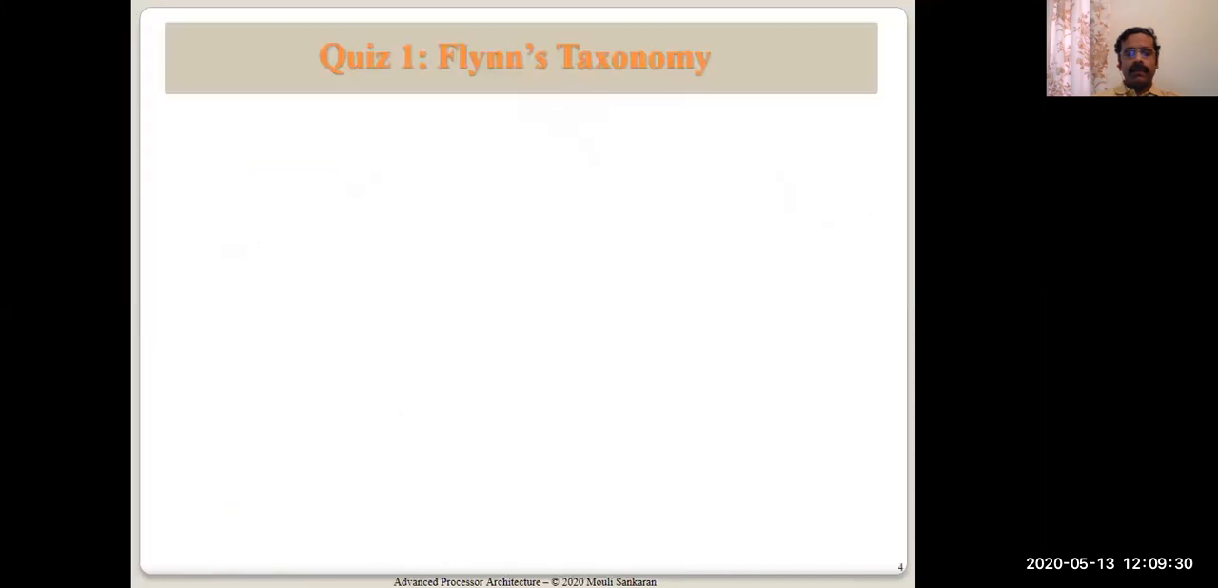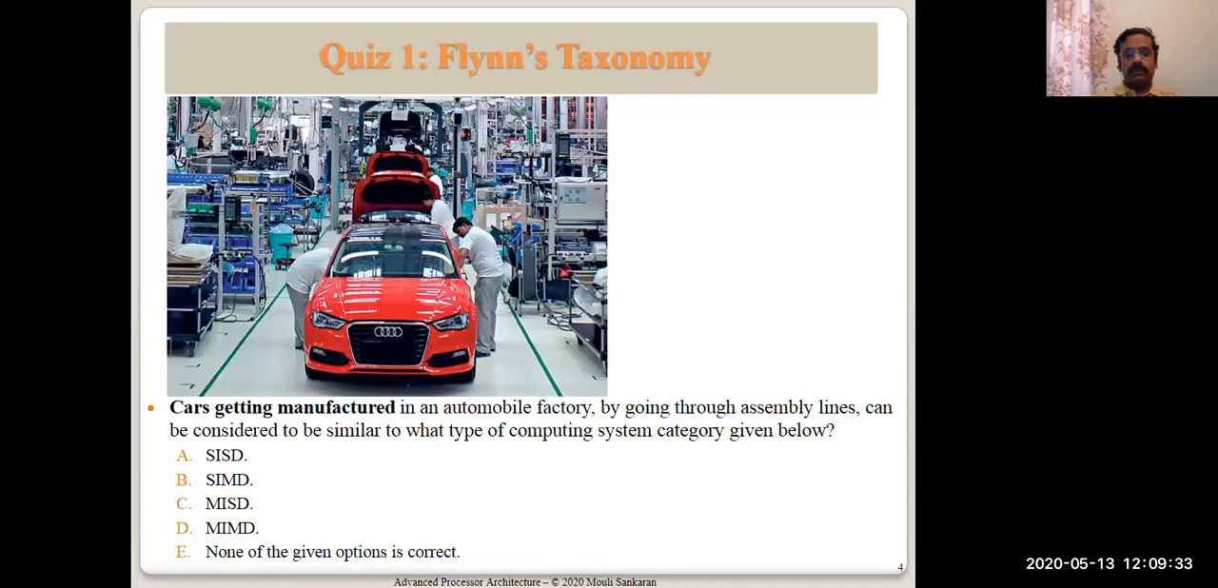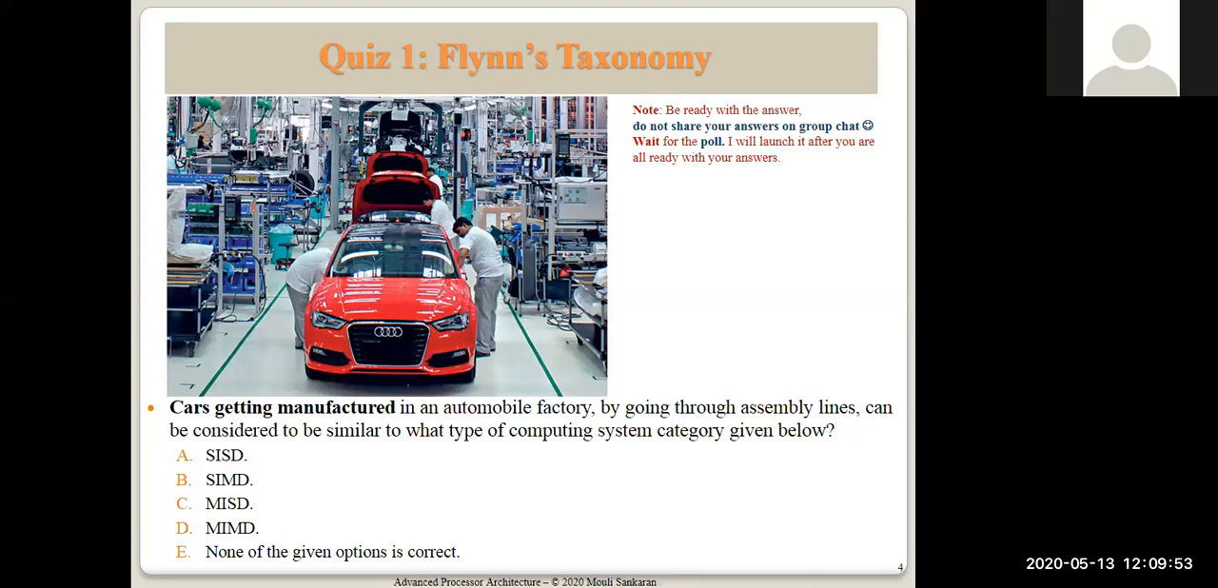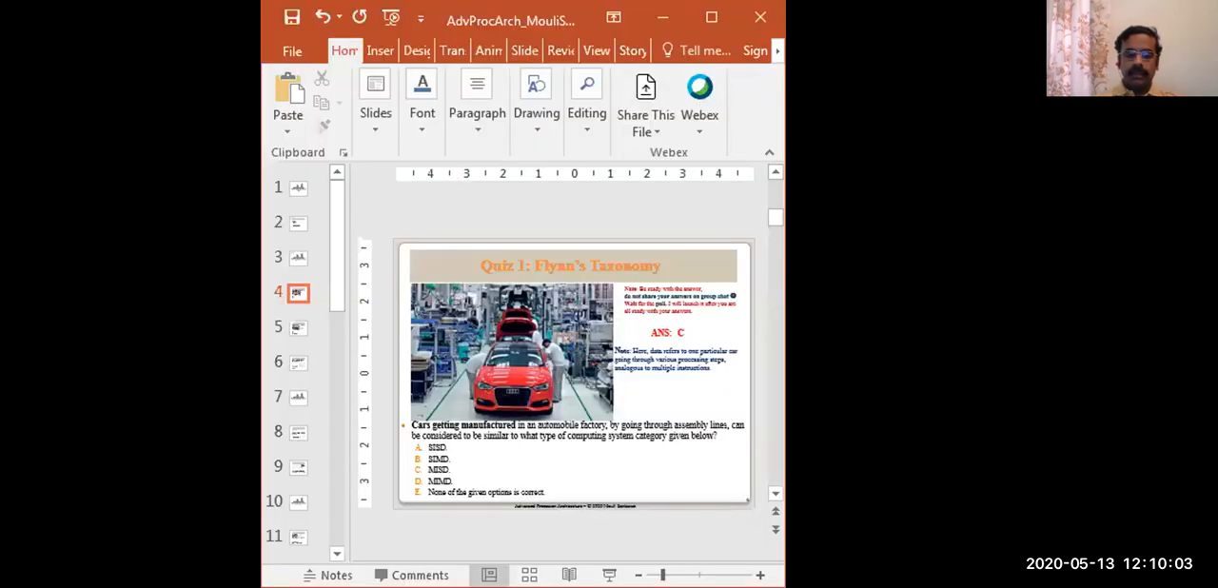So let me put the first question. Look at the question first. I will launch the poll. I'm sure some of you can identify which car manufacturing company it is. Audi. I'm sure EC34 will know, I don't know whether he is there. He is the fan of cars. Okay, let me launch the poll.